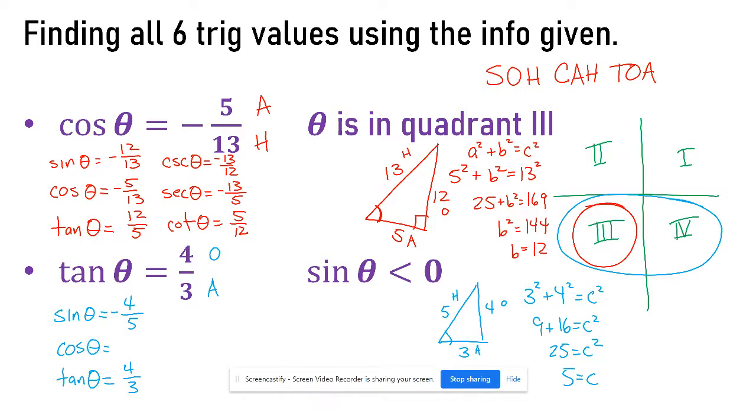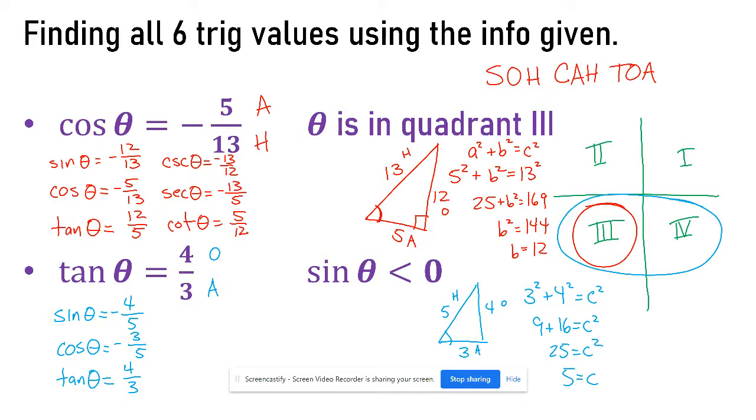So my cosine, depending on which quadrant I'm in, it could be positive or negative. So to figure this out, I'm going to look at what I already know. I know my sine is negative. My tangent is positive. The only way I'm going to get a positive tangent if I have a negative sine is if the cosine is also negative, because negative over negative would give me a positive. So my cosine will be negative. It will be adjacent over hypotenuse, so 3 over 5.